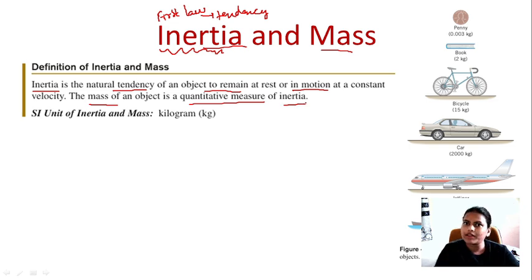So how do we measure inertia? With the help of mass. Like this penny has 0.03 kg mass. A book has 2 kg mass, a bicycle has 15 kg mass, a car has 2000 kg mass. So when the object is getting bigger, getting more mass, its inertia also increases.